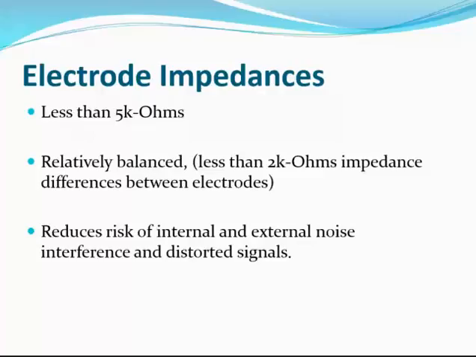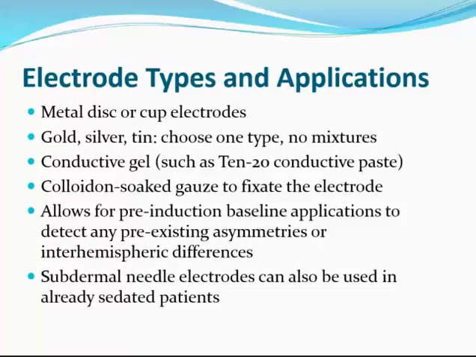This reduces risk of internal and external noise interference and distorted signals, of course. Right, now let's look at electrode types and applications that you would want to use for an EEG. There's a lot of types out there on the market.